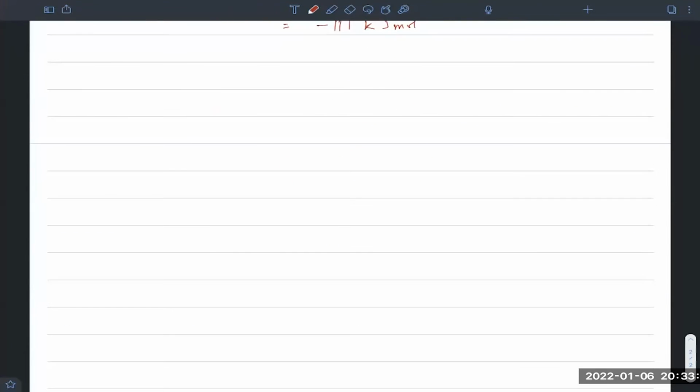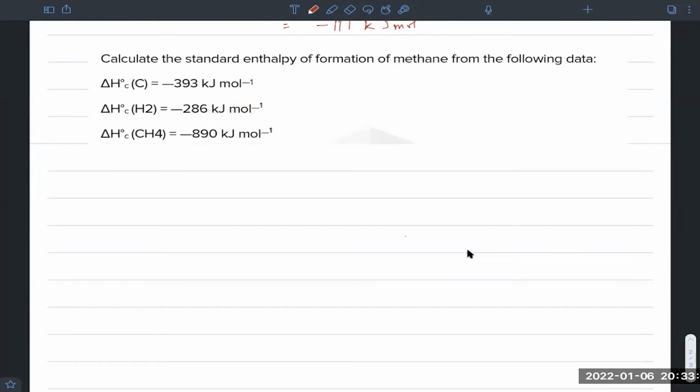Let's do another example. Here's a question. Calculate the standard enthalpy of formation of methane from the following data. So I want to figure out the delta H formation. Let me write the equation. That's the thing. Step one should be that you form the equation. So my equation is, I want to make methane. What should be my equation for enthalpy of formation of methane?